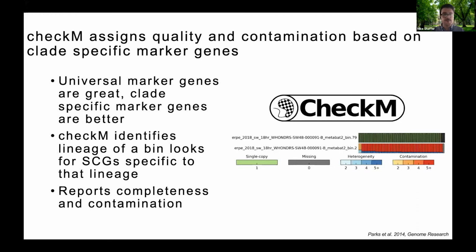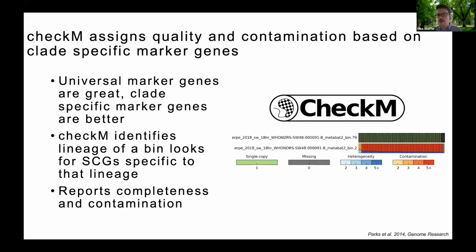and allows us to have a better measurement of quality and contamination based on an assignment of the bin to a specific taxonomic lineage. So CheckM does that identification of the lineage and then looks for single copy number genes that are specific. And then with that, it reports the completeness and contamination. On the right here is an output of what CheckM looks like when you run it in KBase. If you look at bin 79, the top of those 2 bars, you see that there's a lot of little lines on there. That means there's a large number of marker genes that are associated with the lineage that bin 79 has been assigned to. And the fact that almost all of them are green means this bin is very complete.